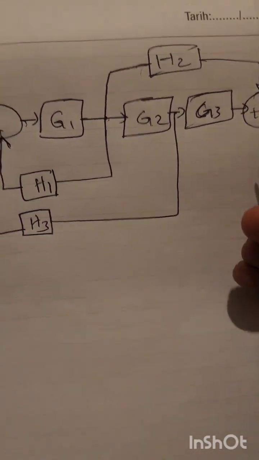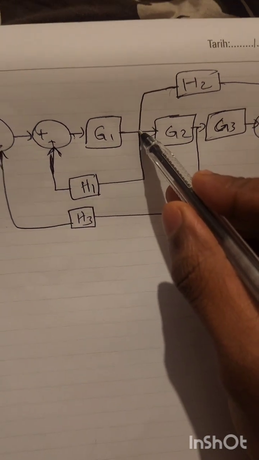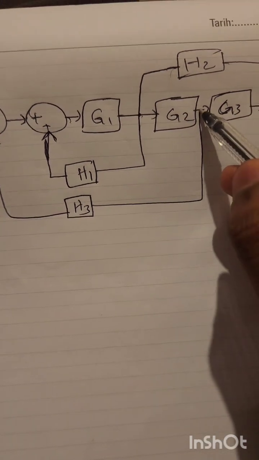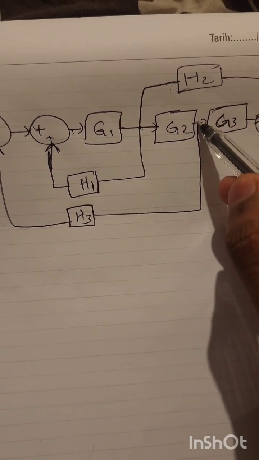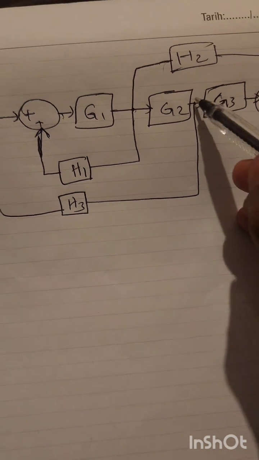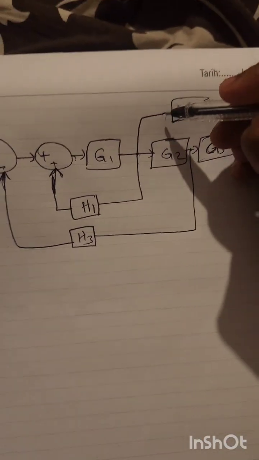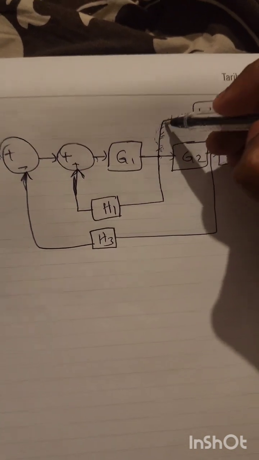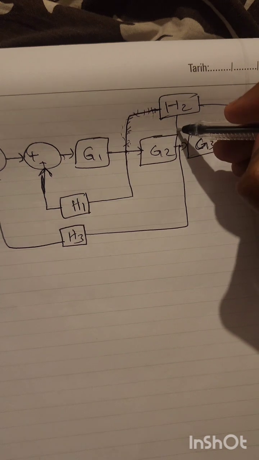So we have this question. It's about the block diagram reduction, and we have here this point. Let us move it from here to this point. Why? Because it's going to be easier like this. So I'm going to remove it like this, and it's going to be here.